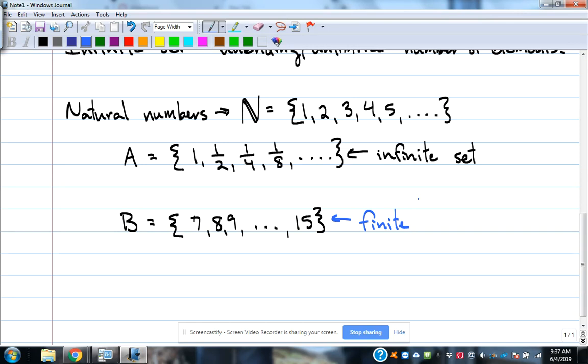So the big thing here is just being able to distinguish between an infinite set and a finite set. Finite has an ending spot. Infinite does not. Okay.